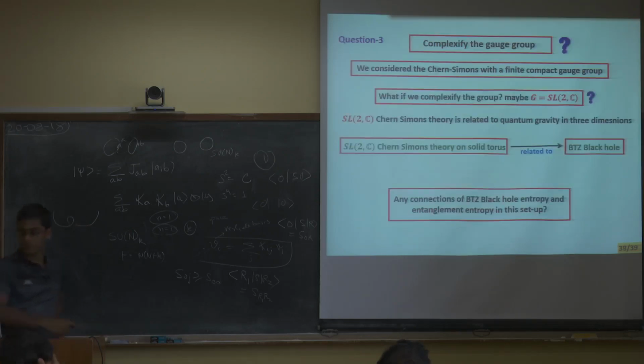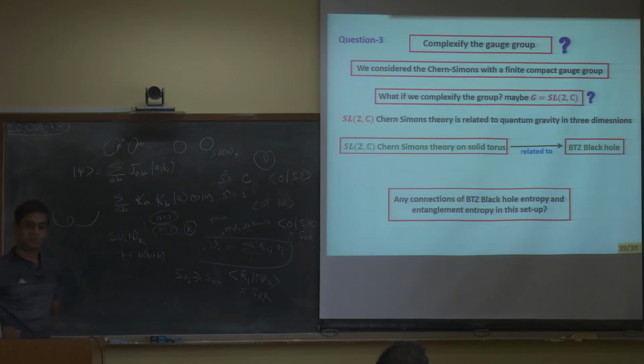Another question is, what happens if we try to complexify the gauge group in this setup, like if we put SL(2,C)? We know that SL(2,C) Chern-Simons theory on the solid torus gives a BTZ black hole. So we don't know if the entropy computed in this setup can be somehow related to the black hole entropy.